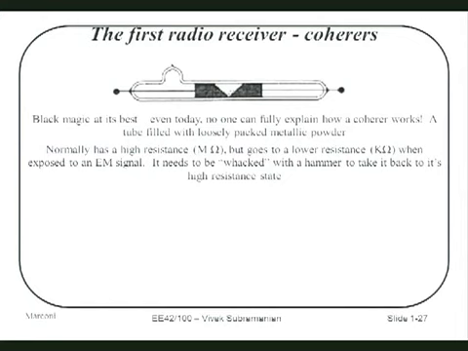So with early spark gap systems that used coherers, you'd sit there and get these bits of data coming in, and then every now and then the system would degrade so it wasn't working anymore. You whack it with a hammer, and then you do it again.